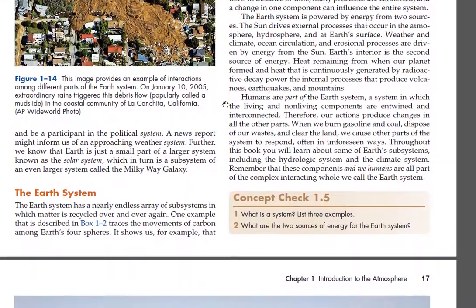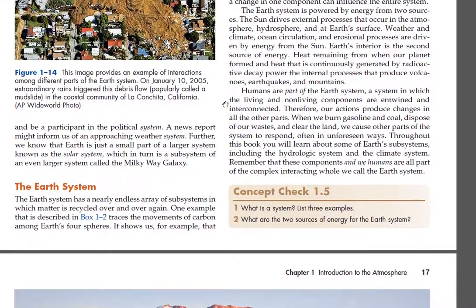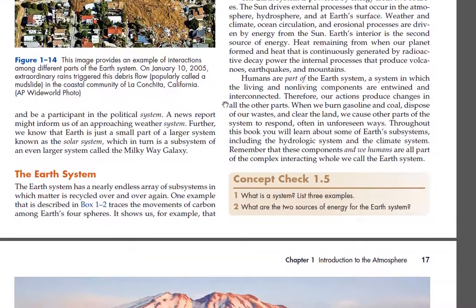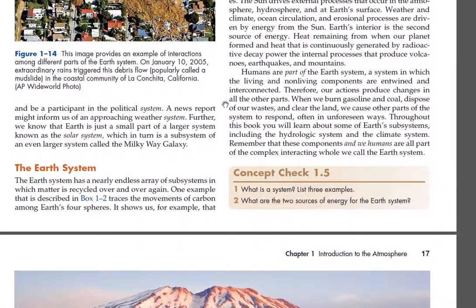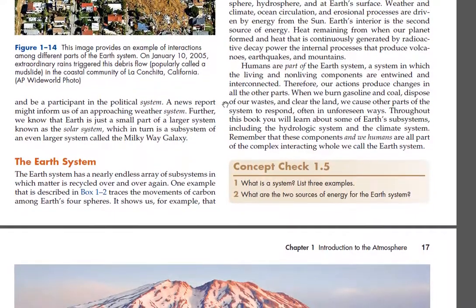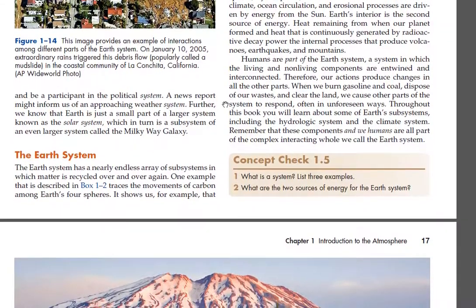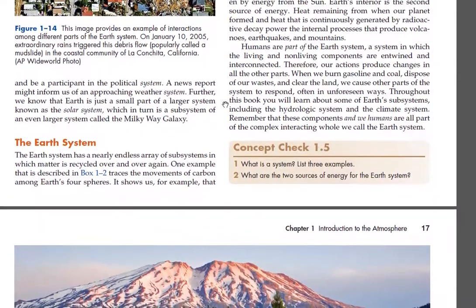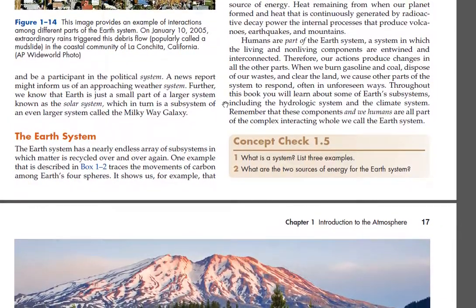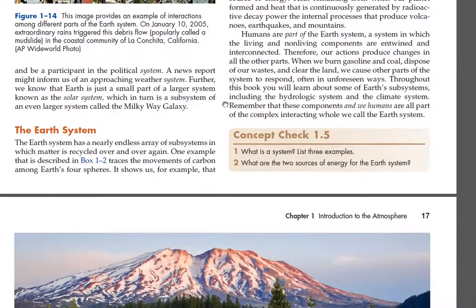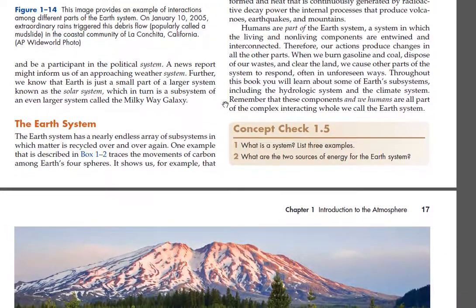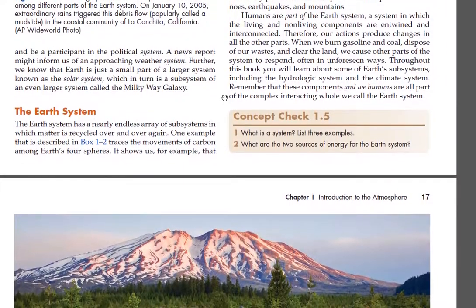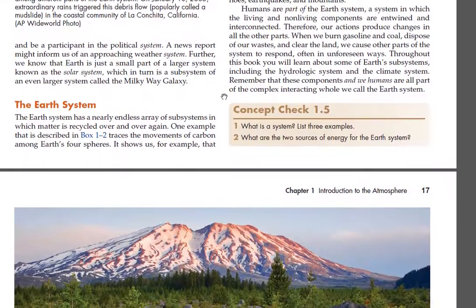Humans are part of the Earth system, a system in which the living and non-living components are entwined and interconnected. Therefore, our actions produce changes in all the other parts. When we burn gasoline and coal, dispose of our wastes, and clear the land, we cause other parts of the system to respond, often in unforeseen ways. Throughout this book you will learn about some of Earth's subsystems, including the hydrologic system and the climate system. Remember that these components and we humans are all part of the complex interacting whole we call the Earth system.